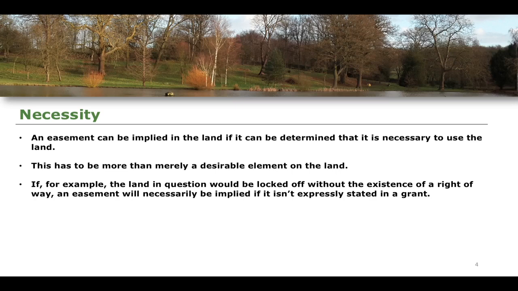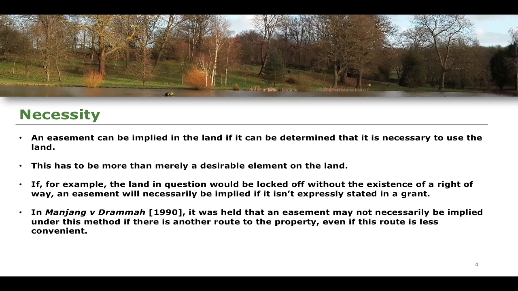So, for example, if the land in question was locked off without the existence of some right of way, then it must necessarily be the case that an easement is implied, if it isn't expressly stated in the grant already, over another piece of land that essentially gives you access to your land. That's more than just the mere desirability of the property. That strikes at the heart of being able to even use that property in the first place. Hence why that would be considered an implied granting of an easement by way of necessity.